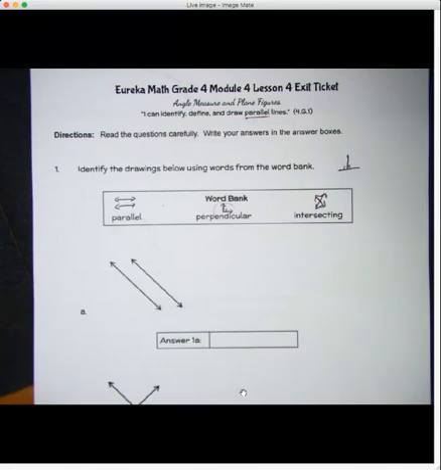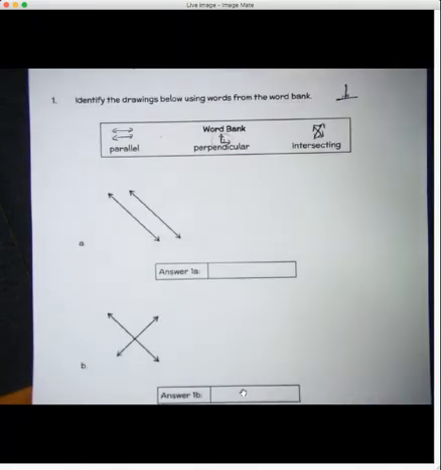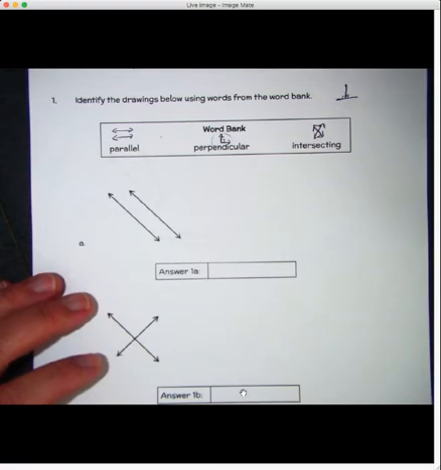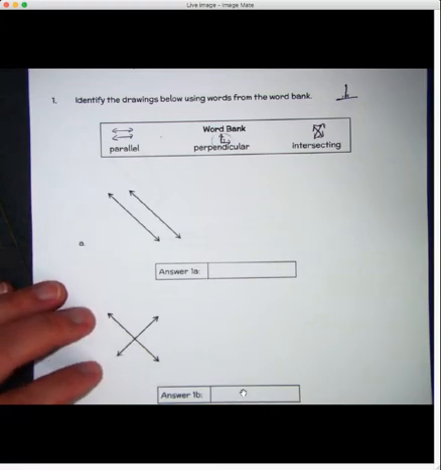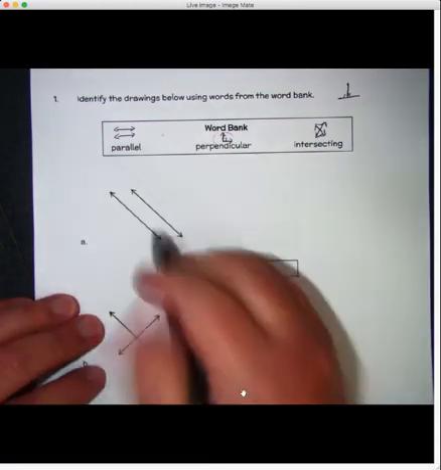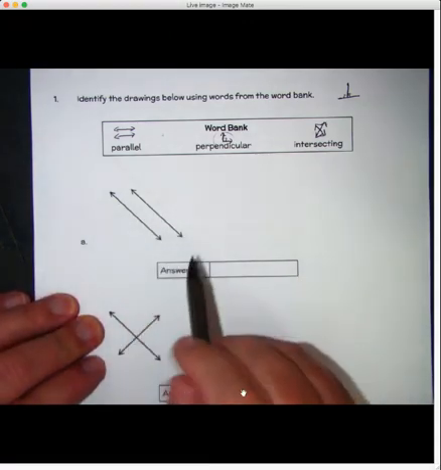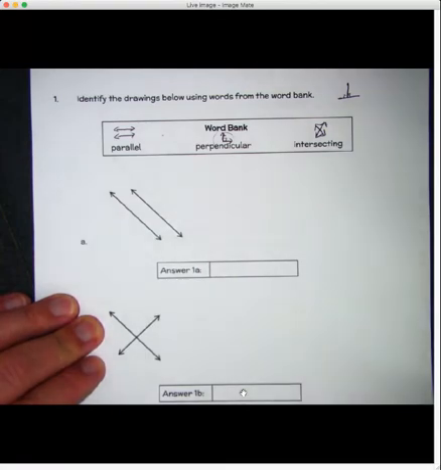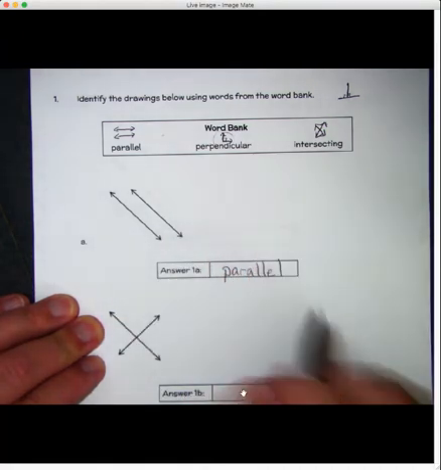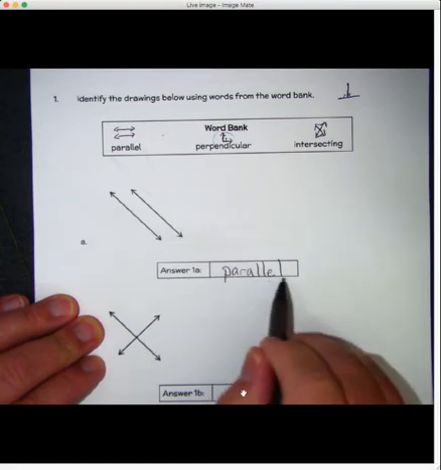So we're going to look today at different sets of lines, and we're going to decide if they are parallel lines, perpendicular lines, or just intersecting lines. So let's look at the first example here. A. Well, these lines are going in the same direction, and they're never touching, are they? So what kind of lines did we say never touch? That's right, it's the parallel lines. Notice how you spell parallel: 2 L's there, 1 L at the end.